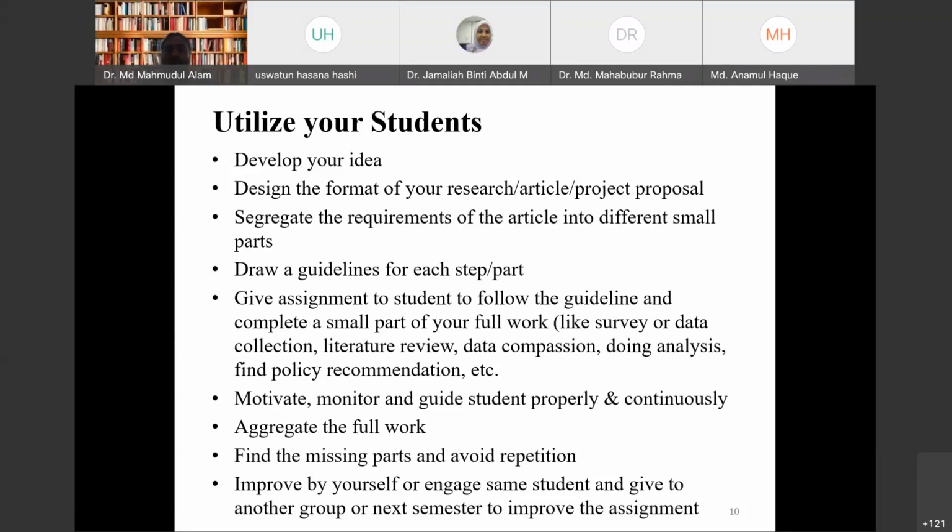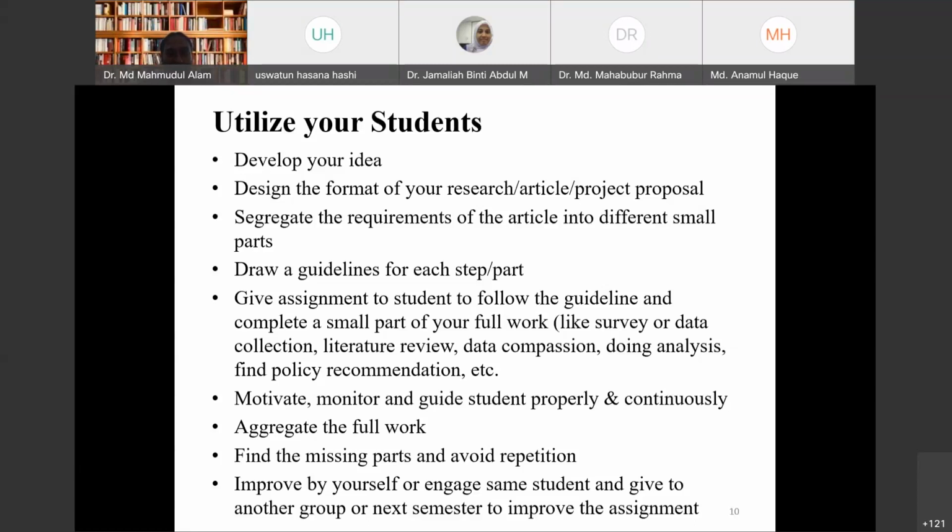Engage them, and if possible, publish with them. I publish my assignment with undergraduate or master students, rather than my PhD students. PhD students think worse than me, but my undergraduate students think better than me. If you deal with this issue, then you can understand what I mean.